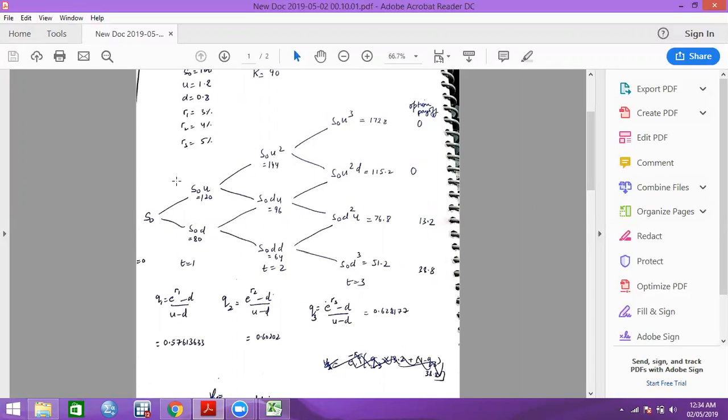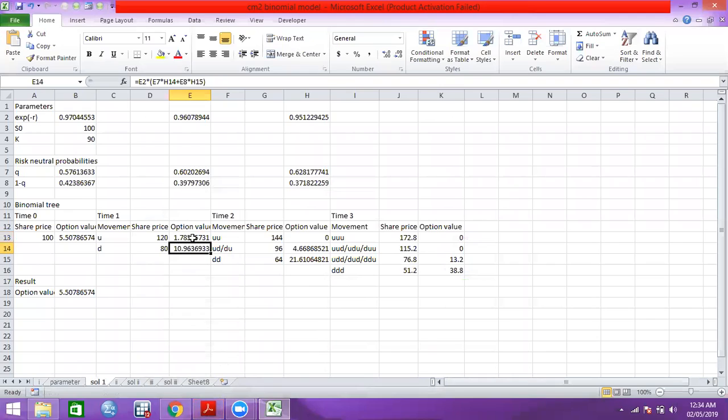So the value of this option contract at this point will be e to the power minus r2 into Q CU, where CU again is 0, plus 1 minus Q CD, and the CD value is 4.66. So it is e to the power minus r2 into q2 CU, which is 0, plus 1 minus q2 into CD, which is 4.668. The same goes for this: e to the power minus r2 into Q CU, where CU is 4.66, plus 1 minus q2 into CD, which is 21.6. So the value of the option contract at time 1 is 1.78 and 10.96.